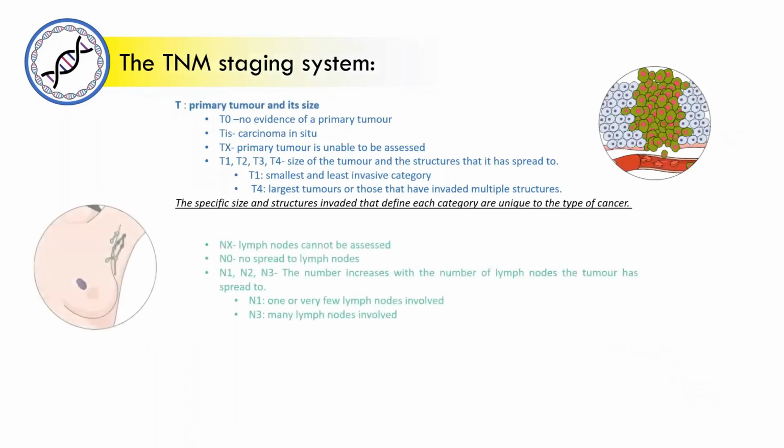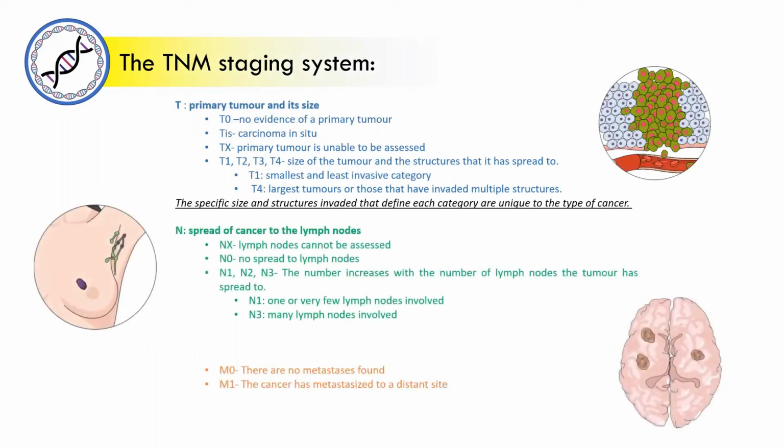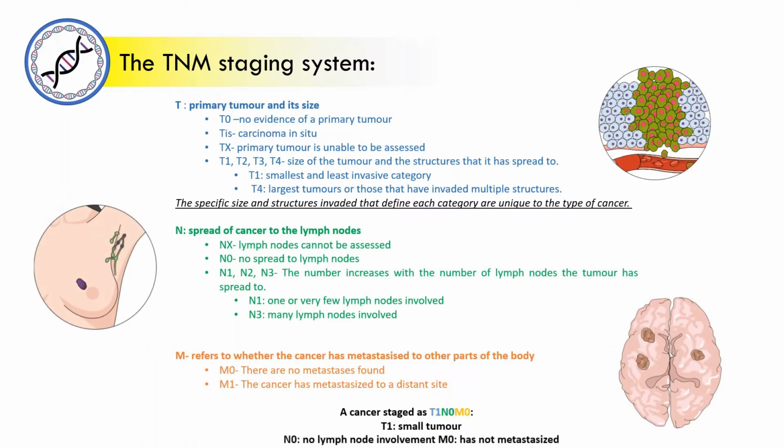There are multiple different staging systems available, and some are specific to certain cancer types, such as the FIGO staging system for gynecological cancers. The most common staging systems used for cancer are the TNM staging system and the number staging system. The TNM system is made up of three categories: T, N, and M. T refers to the primary tumor and its size.